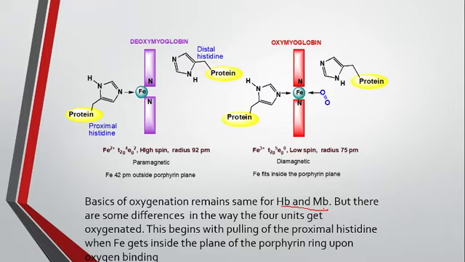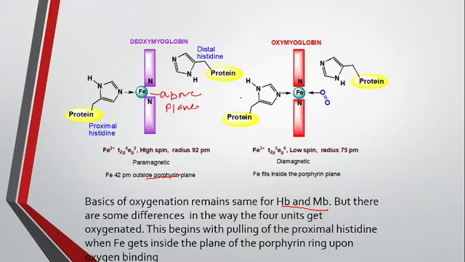Okay, here it begins. First of all, this proximal histidine pulls the Fe to get inside the porphyrin ring and binds the oxygen properly. What is the function of that? At the first time the histidine is in a proximal state. Proximal state means this Fe is present above the plane of the porphyrin ring, outside the porphyrin ring.